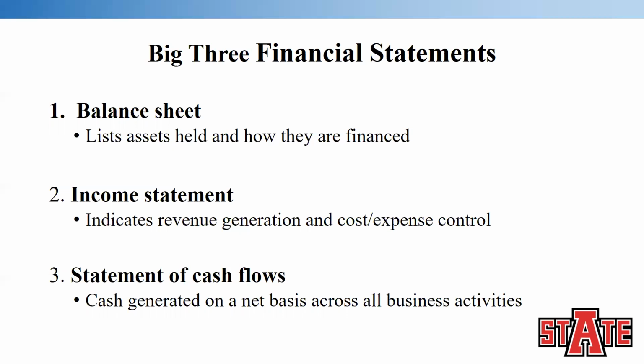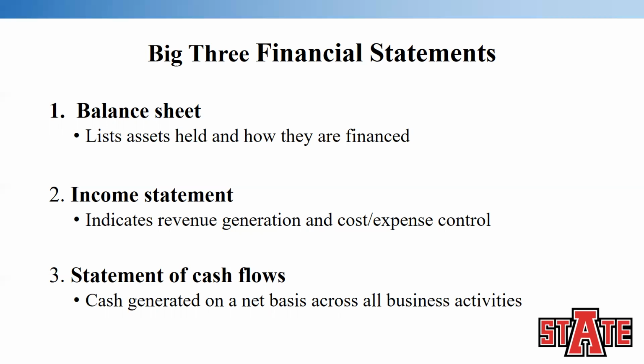Second is the income statement, and this is probably the financial statement that most are somewhat familiar with, regardless of their business background. The income statement shows us the company's degree of revenue generation and our ability to control our costs and expenses. And it's great if we generate $100 million in revenue, but if our costs in aggregate are 130 million, we've got a problem, right?